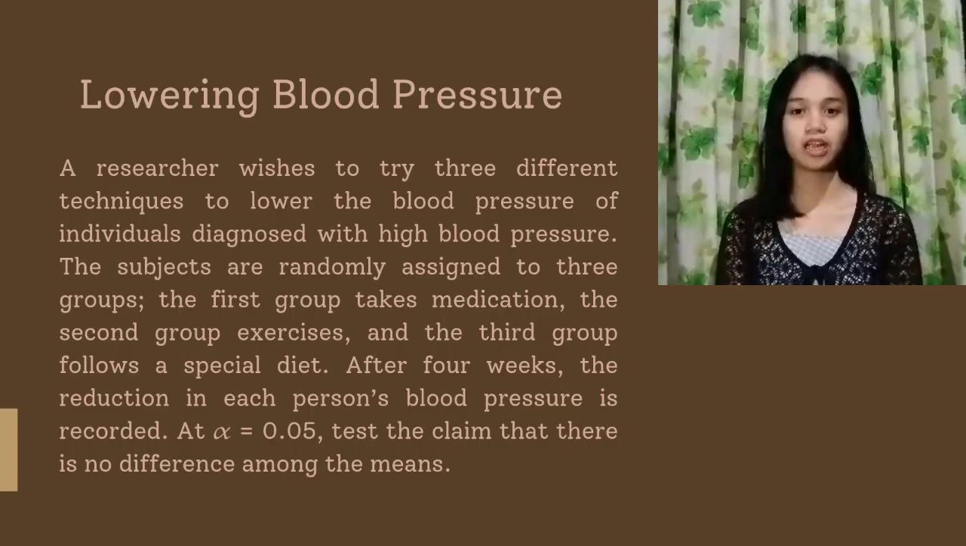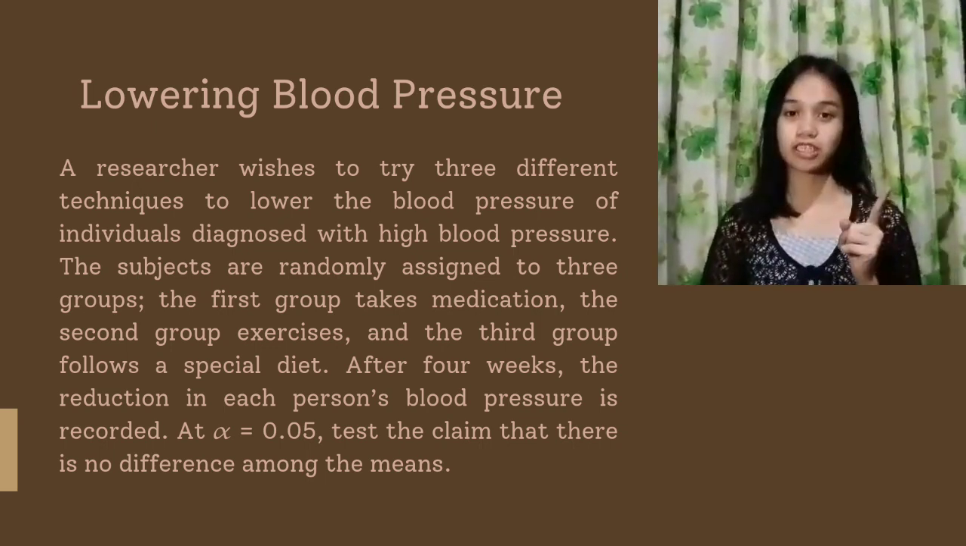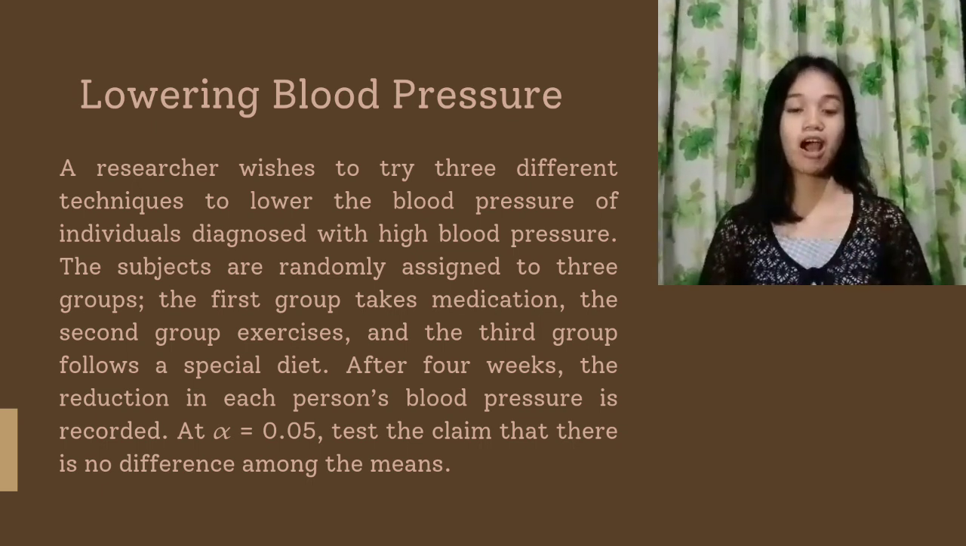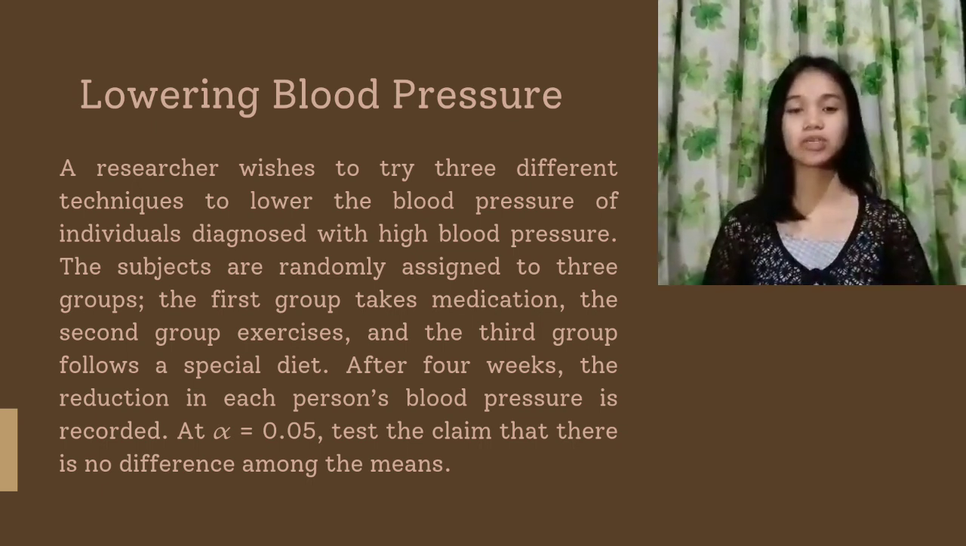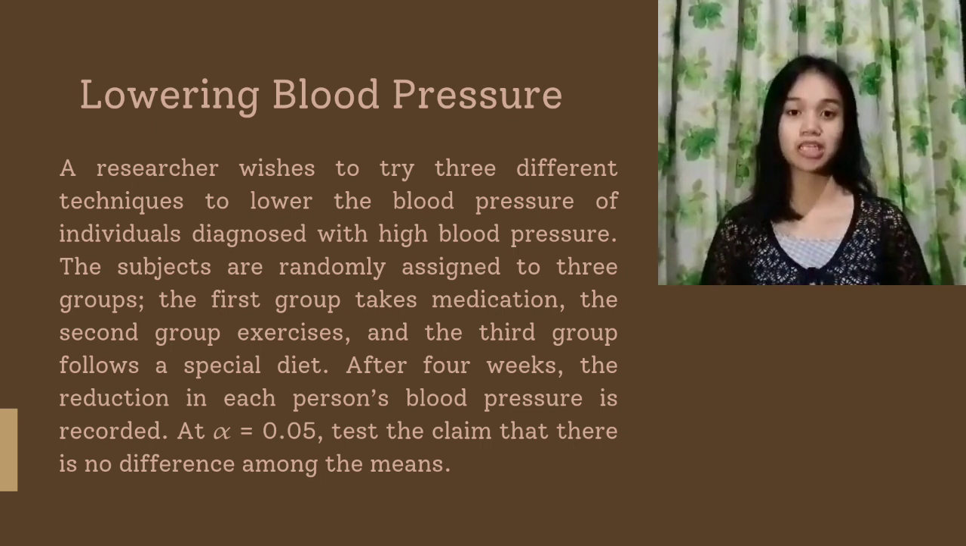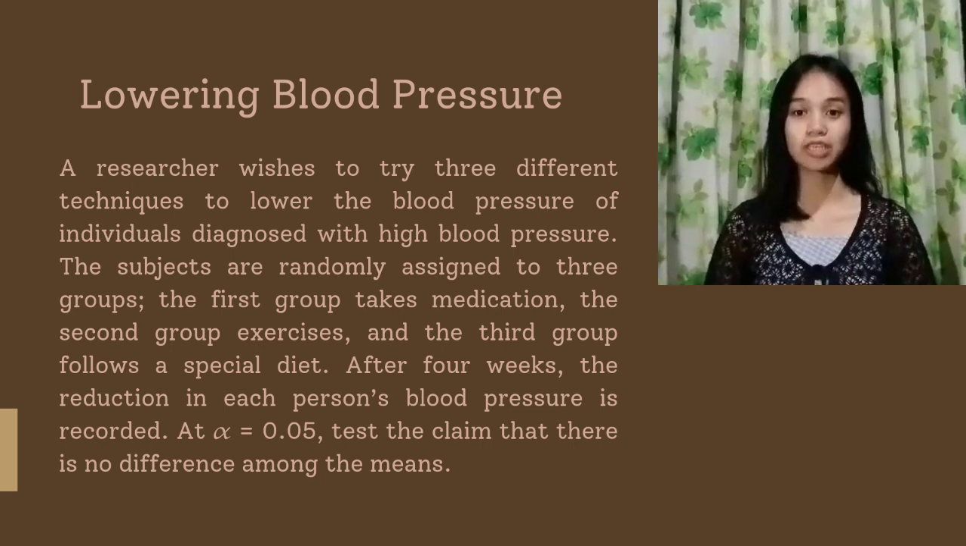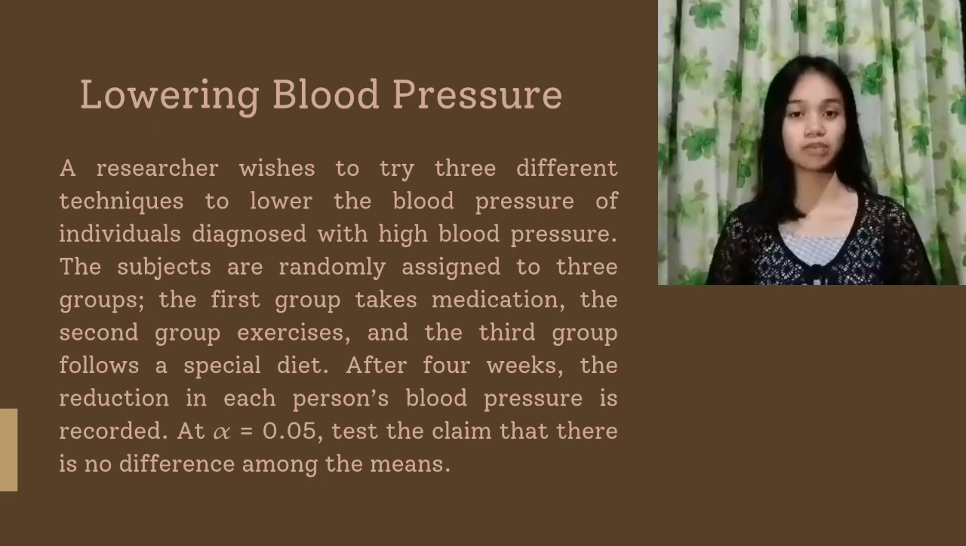Blood pressure. A researcher wishes to try 3 different techniques to lower the blood pressure of individuals diagnosed with high blood pressure. The subjects are randomly assigned to 3 groups. The first group takes medication, the second group exercises, and the third group follows a special diet. After 4 weeks, the reduction in each person's blood pressure is recorded. At alpha equals 0.05, test the claim that there is no difference among the means.